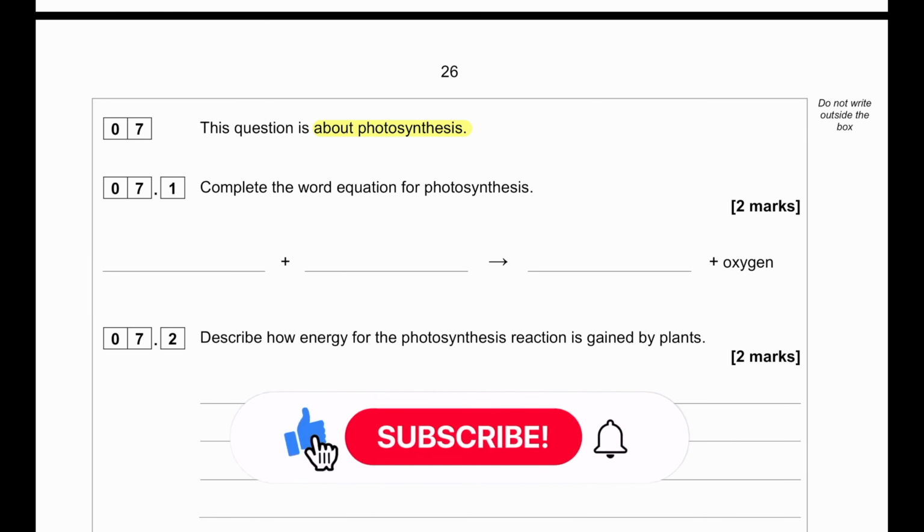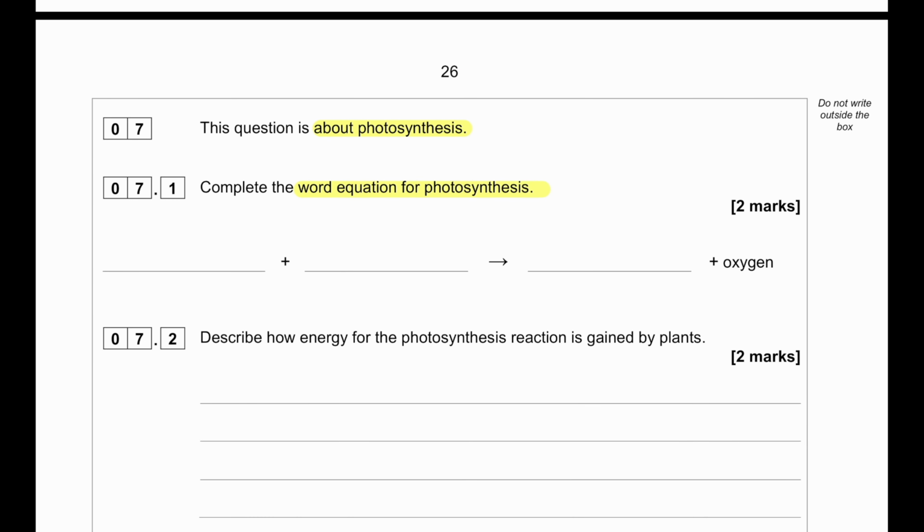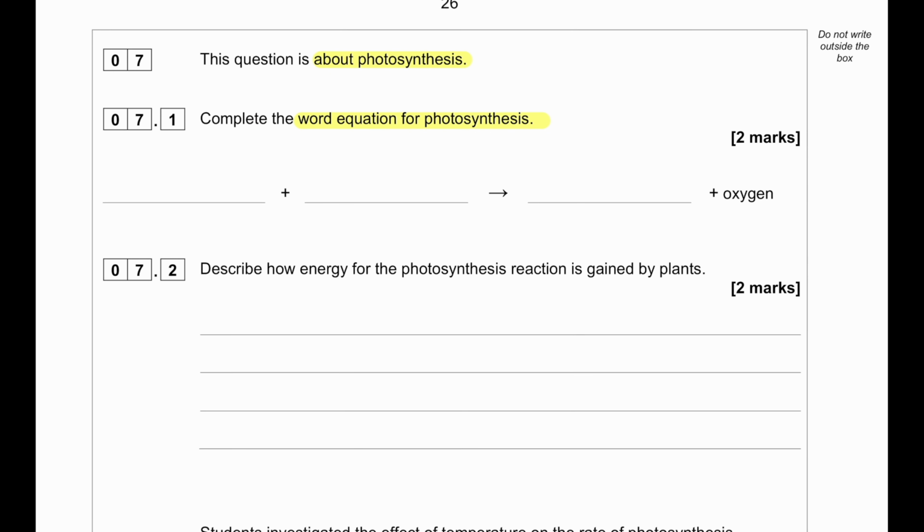This question is about photosynthesis. We need to write down the word equation for photosynthesis. Guys, this question is very common and you better memorize it for your answer, because every term this particular question comes. So we're going to write carbon dioxide plus water produces glucose and oxygen.